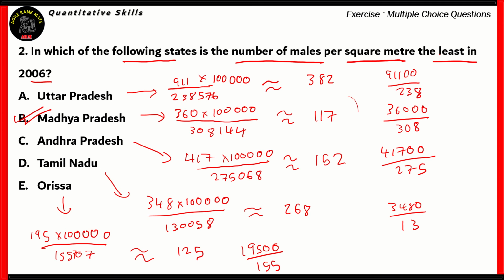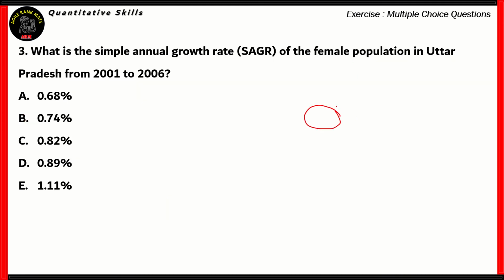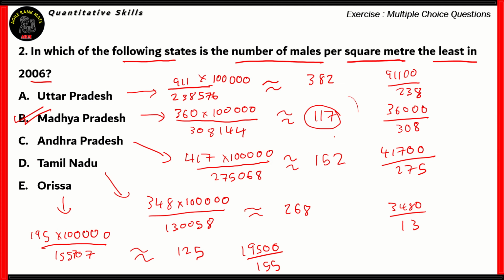We're asked to find out the least number of males per square kilometer. For Madhya Pradesh, it's 117. So Madhya Pradesh has 117 males per square kilometer. The rest of the options have values higher than that. The highest is in Uttar Pradesh, followed by Tamil Nadu, and then Andhra Pradesh scores 152, and Orissa has 125.